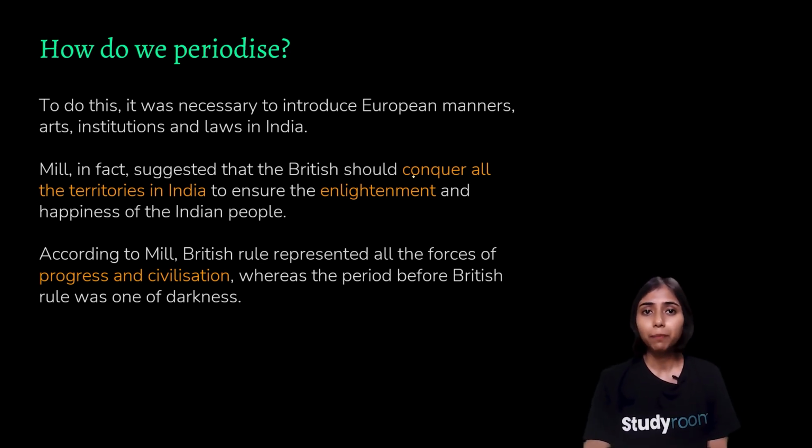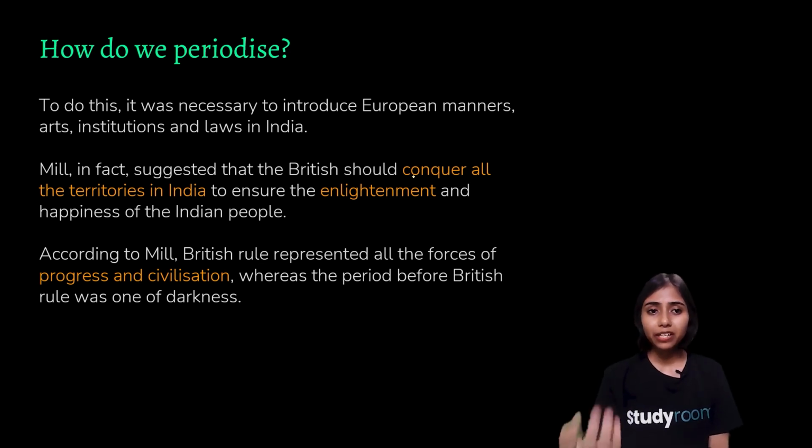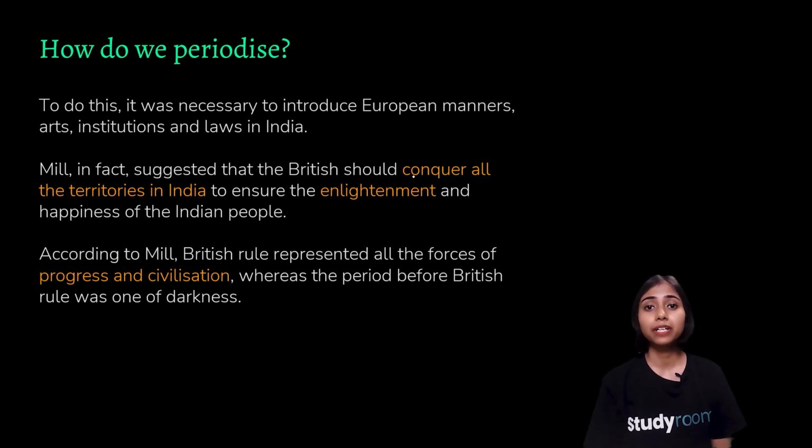So that is why the periodization matters, and how do we periodize? Because periodization also shows us the perception of the people. Like we obviously know now about James Mill. We know how he thought about India before Britishers came to India. We know how he thought that Britishers could make improvements in India. So we know about his perception. We know about his way of looking at India. We know about his way of seeing India getting to light and coming out from darkness.